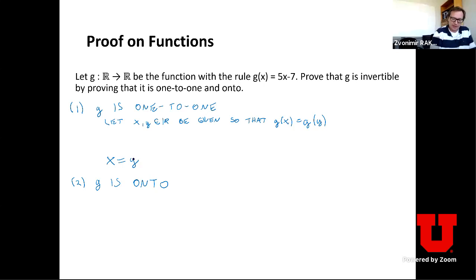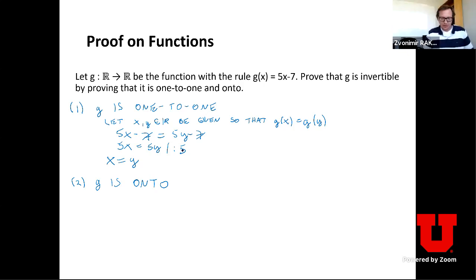So if we know that g of x is equal to g of y, then if we plug in the rule, we know that 5x minus 7 is equal to 5y minus 7. So 7 and 7 cancel, and you get 5x is equal to 5y, and you can divide both sides by 5, and you get that x is equal to y. So that finishes our one-to-one proof. And like I said, this one is usually easier.